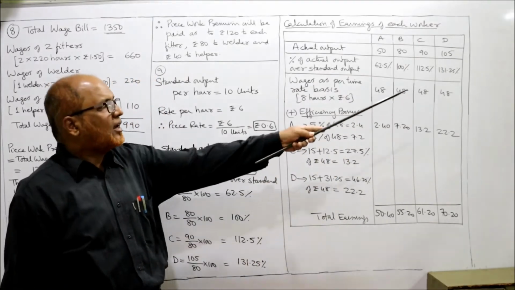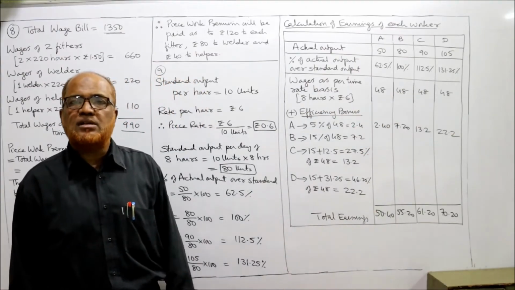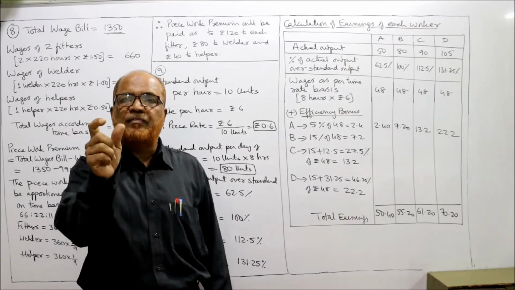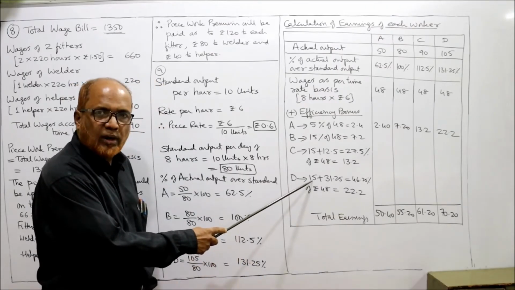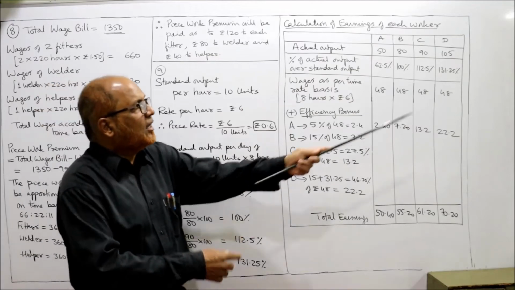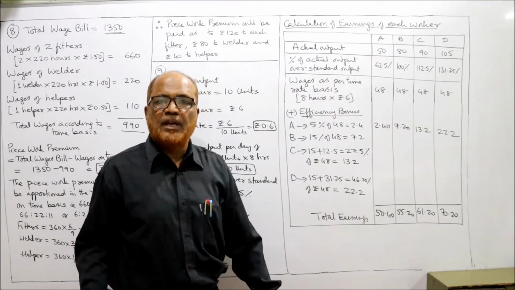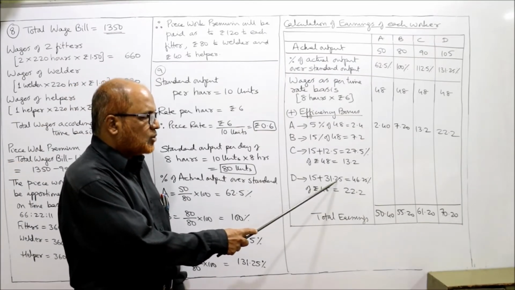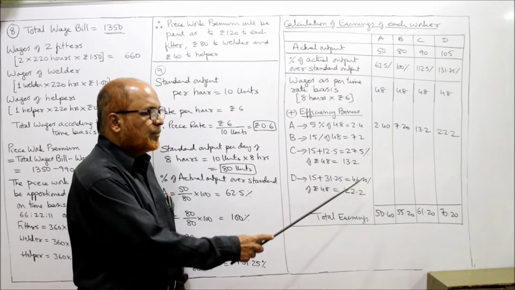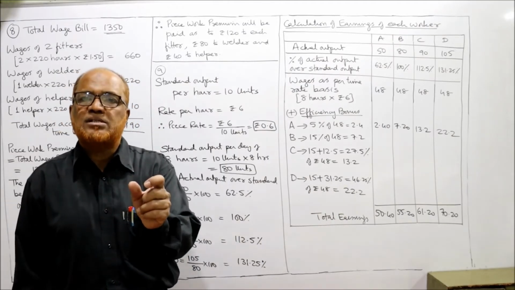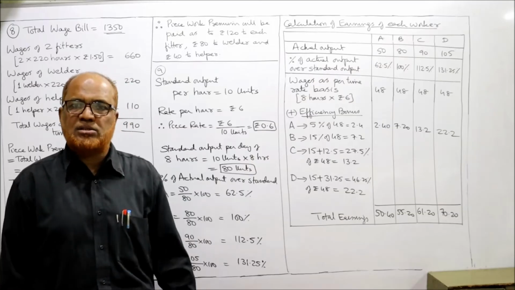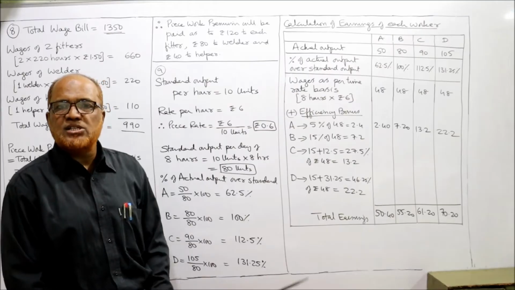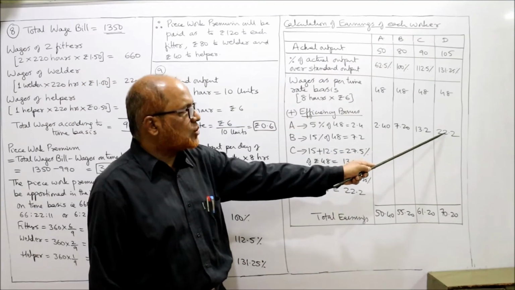Last one. D worker has produced 131.25%. It is more than 100%. So up to 100%, 15% bonus. Now in excess of 100, he is producing 31.25. So we add 15 plus 31.25, 46.25% of wages will be the bonus. So 46.25% of 48 is 22.2. The bonus is 22.20.